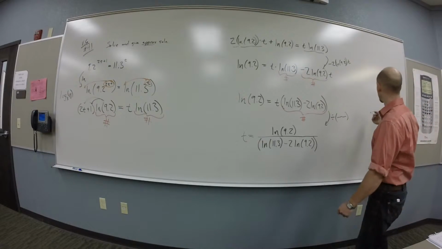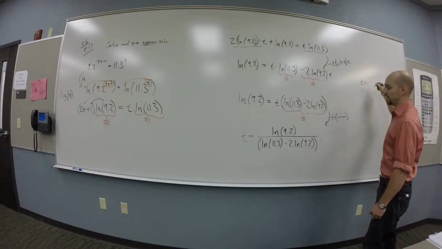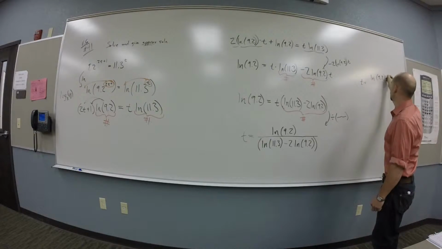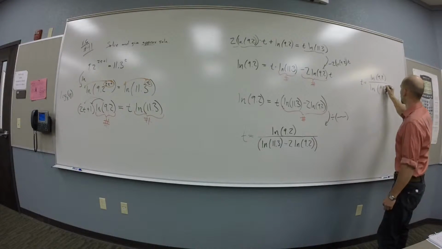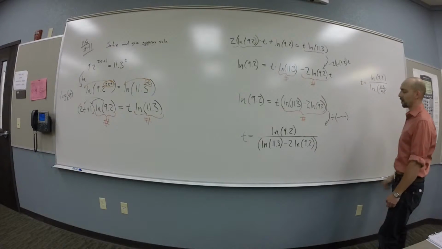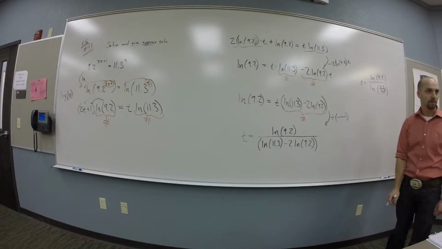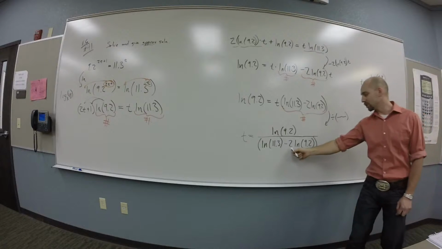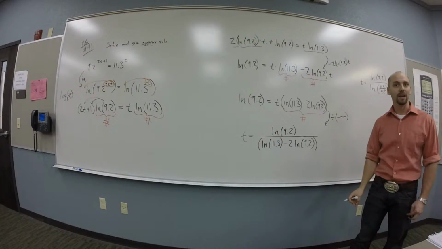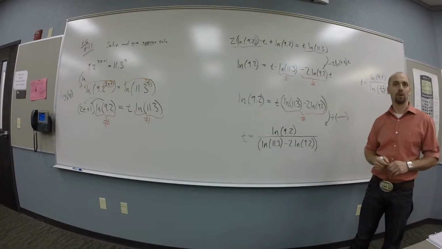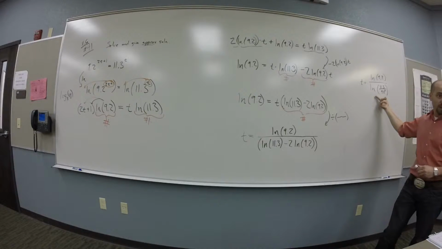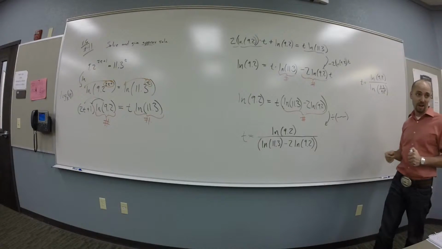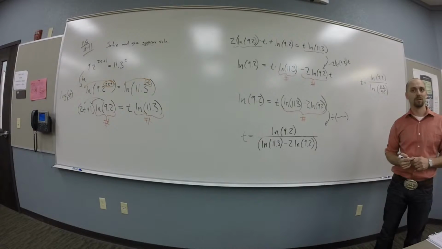If you did log rules for this, you'd get t is log of 9.2 over log of 11.3 over 9.2 squared. This is not worlds better, right? I have to remember to put the 2 up first, and that's why I'm not recommending it. Because I can reliably type this into a calculator, I'm not sure that getting the right log rules is going to happen.